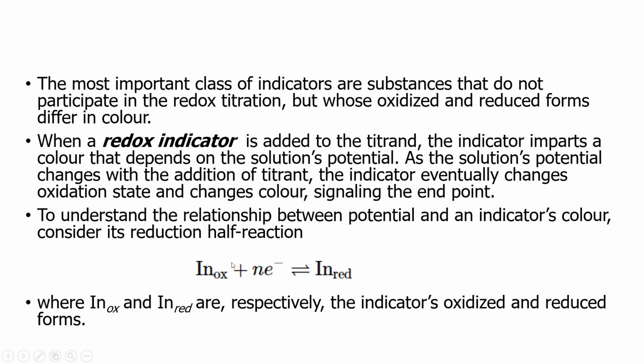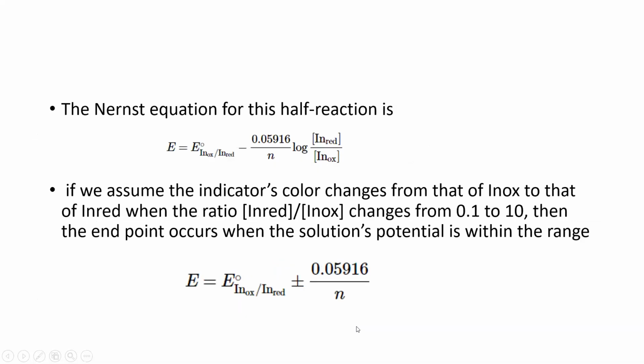This is the indicator oxidized form. This is the reduced form, and the number of electrons involved. So we can also use the Nernst equation for the indicator, the oxidized and reduced form. And if we assume that the indicator color changes from 0.1 to 10, then we can find the range, just like we did for acid-base titration, that it changes on a scale of 1 to 10.